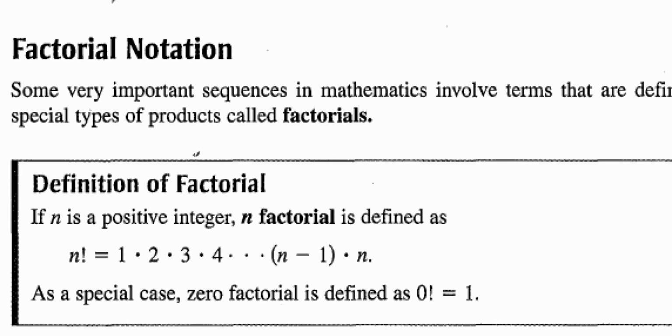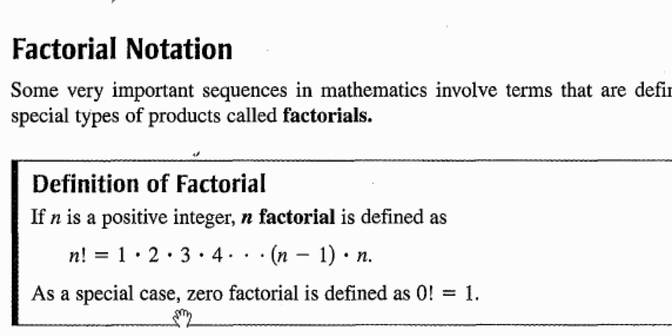Let's talk about factorial notation. Some very important sequences in mathematics involve terms that are defined with special types of products called factorials. So, if n is a positive integer, n factorial is defined as n factorial, that's the exclamation point, equals 1 times 2 times 3 times 4 all the way up to n minus 1 times n.